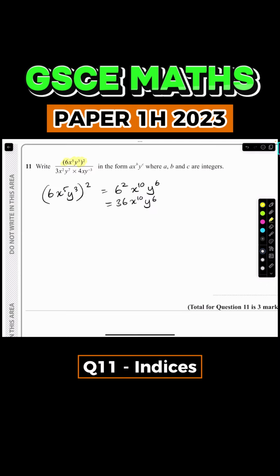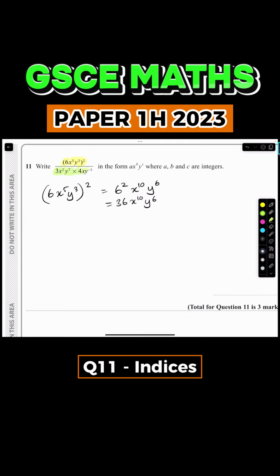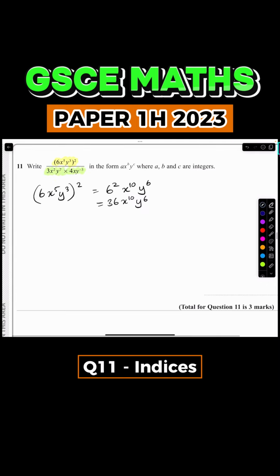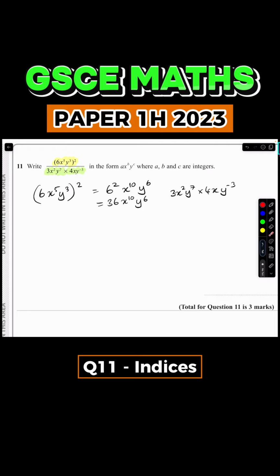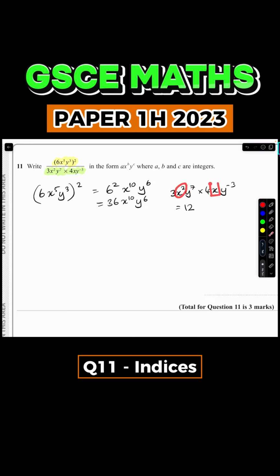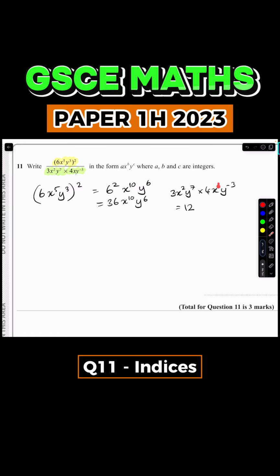Now if we do the same thing to the bottom, let's highlight that. So on the bottom, let's write it here: 3x squared, y to the 7, times 4x, y to the minus 3. What happens here? Well, the 3 and the 4, we can just multiply them. That gives us 12. And then we've got x squared and x to the power of 1. There is a 1 there. It's not written. We don't need to write a 1 in algebra, but there's a 1 there.